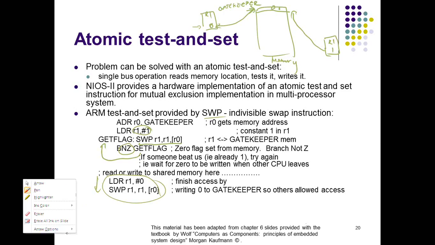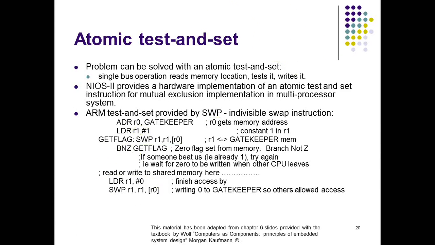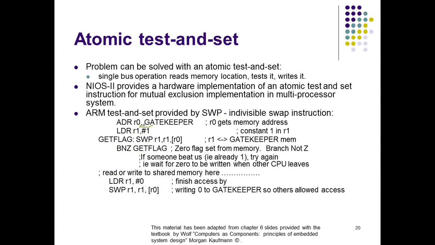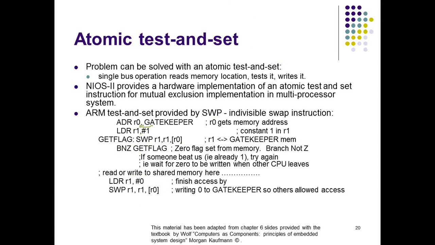For anyone just wanting to read the syntax in ARM: putting the memory location into a register, putting a value of 1 into a register, swapping register 1 with the address pointed to by R0, so that's the address of gatekeeper, swap those two values and store it in register 1, branch if you get a 0, and then just return the data. So it should be quite straightforward to see how this works.